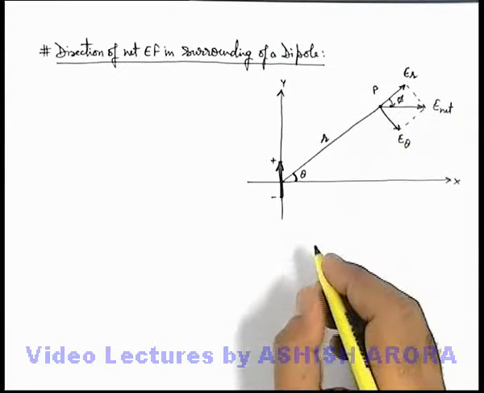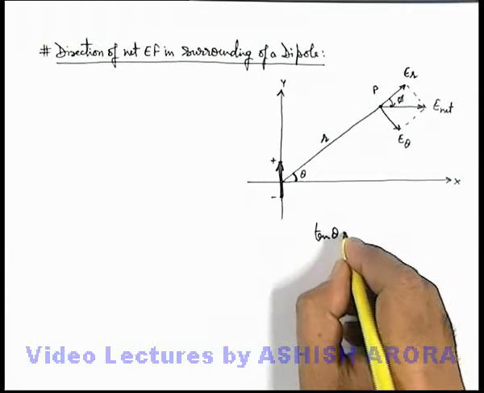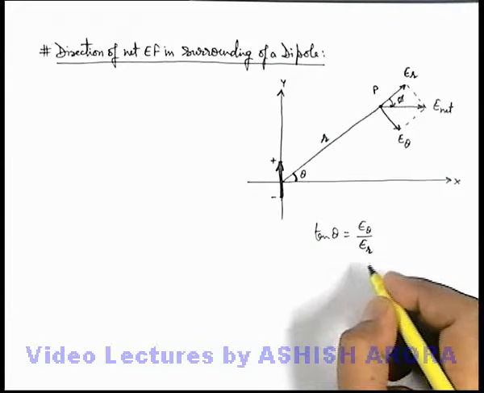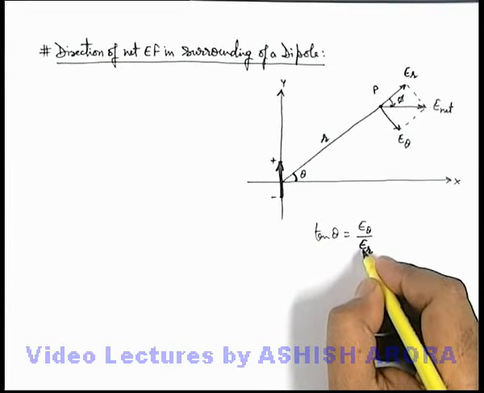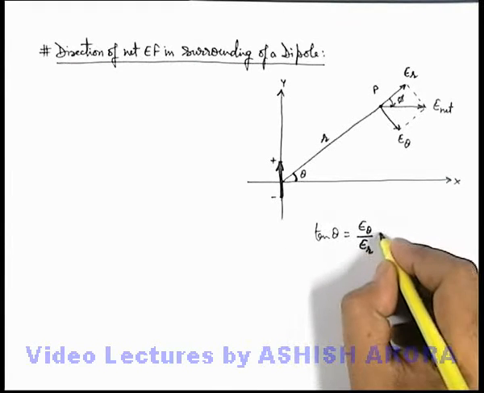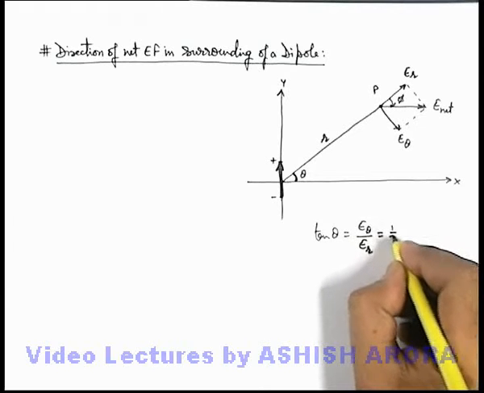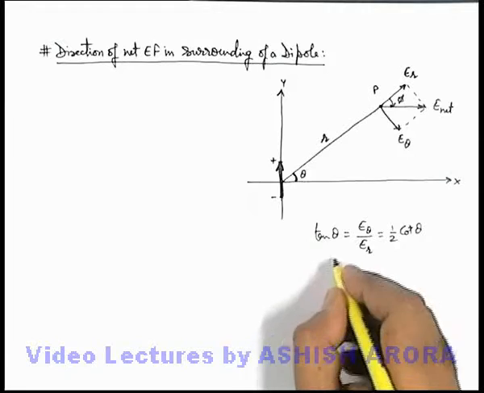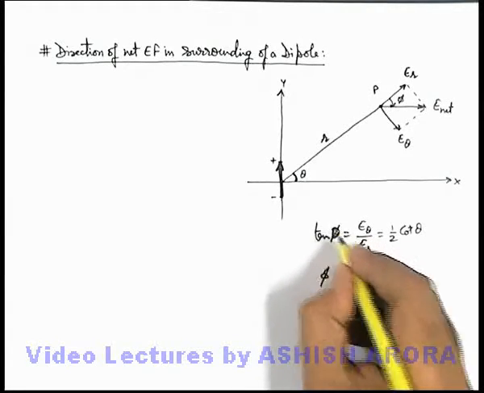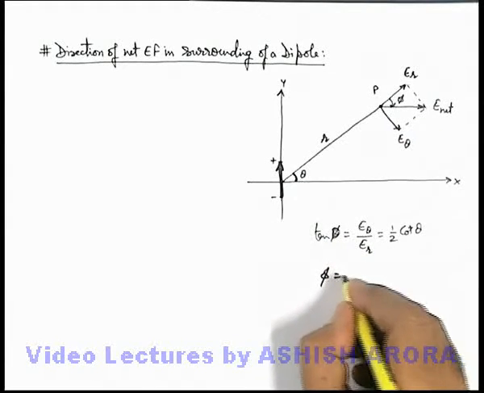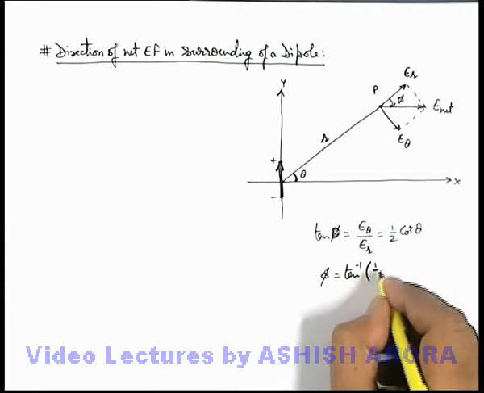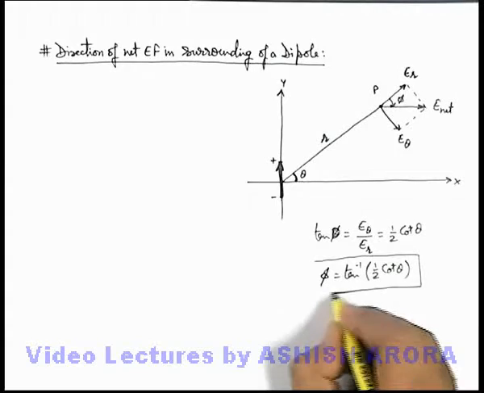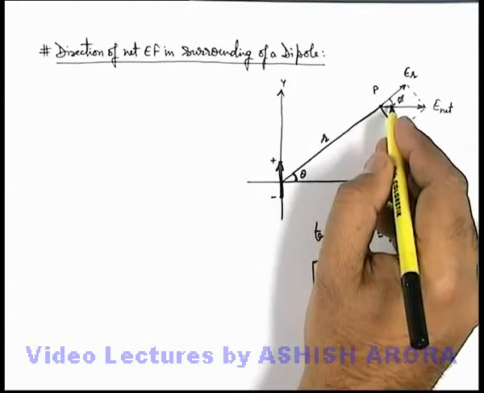In this situation, angle phi can be easily calculated as tan phi equals E theta upon ER, and if we substitute the values of E theta and ER which we calculated in the previous sheet, the result we get is half cot theta. So this phi can be written as tan inverse of half cot theta, which is the angle made by the net electric field from the radial direction.